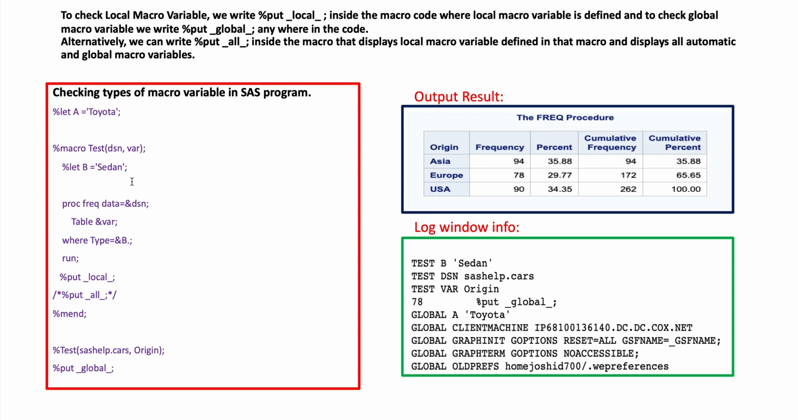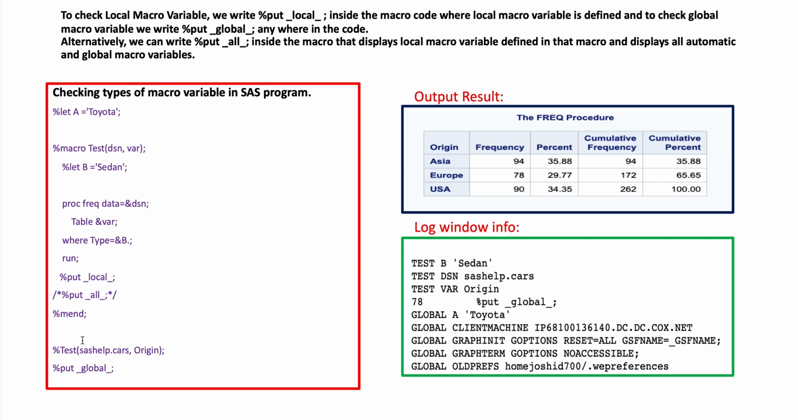We are going to create a frequency table, proc freq data=&DSN, that means we are calling the DSN value. Then tables &var, where type equals &B. That means we are going to filter using type equals &B, where the &B value is sedan. Run. %put _local_; displays the local macro variables. %mend ends the macro.